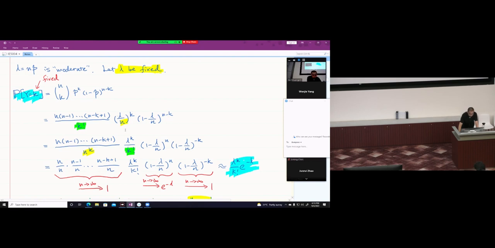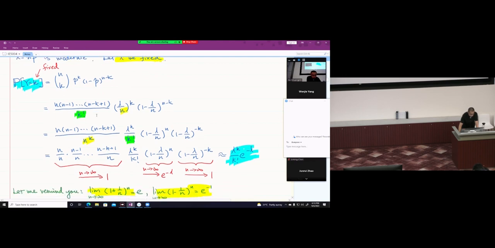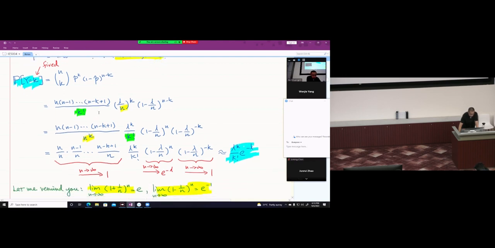So you see this term, lambda over n to the power of k, is simply p to the power of k, right? And the other term would be 1 minus lambda over n to the power of n minus k. So this is just what we did in the previous step. Now let's do a bit more expansion.